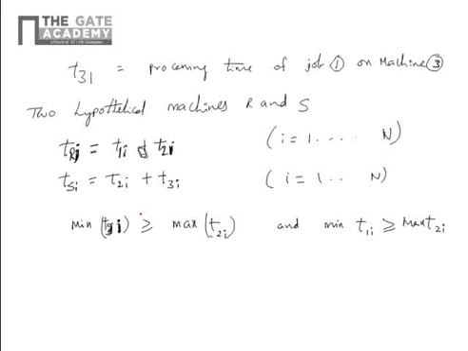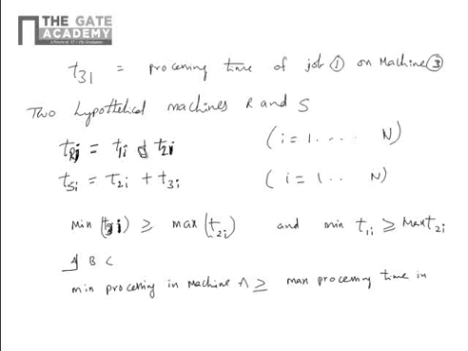Minimum of this tells, suppose for example if you have A, B, C, presently three machines, the minimum processing time in machine A is greater than or equal to the maximum processing time in B. Same way, minimum processing time in machine C is greater than or equal to the maximum processing time in B if we have three machines.